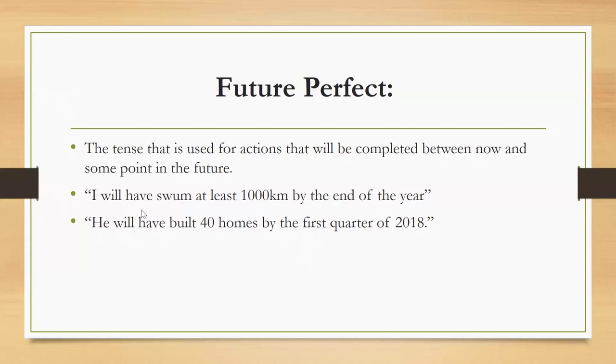Okay, so I would have swam at least 1,000 kilometers by the end of the year. He would have built 40 homes. Now, build, future perfect, you add T. Built. He would have built 40 homes by the first quarter of 2018. Here, this example is assuming 2018 is in the future, not the past. Okay.